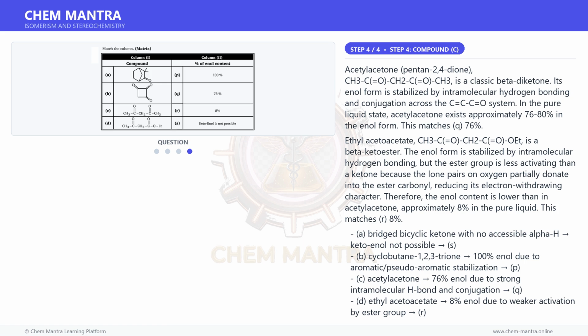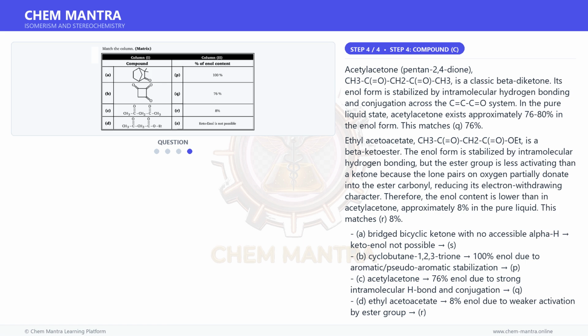This matches Q, 76%. Ethyl acetoacetate, CH3C=O, CH2C=O, OEt, is a beta-ketoester. The enol form is stabilized by intramolecular hydrogen bonding, but the ester group is less activating than a ketone because the lone pairs on oxygen partially donate into the ester carbonyl, reducing its electron withdrawing character. Therefore, the enol content is lower than in acetylacetone, approximately 8% in the pure liquid. This matches R, 8%.